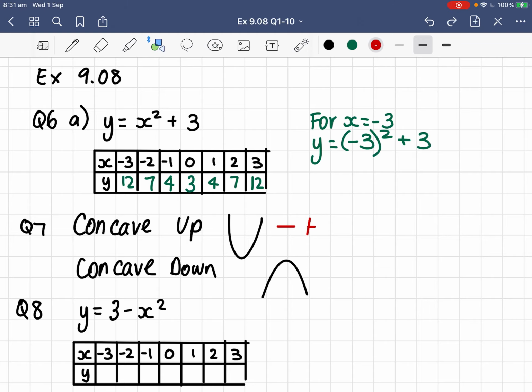Oops, I thought I changed pens. Happy. And concave down is sad. That's how we can remember them.